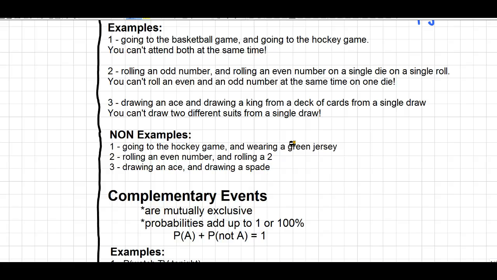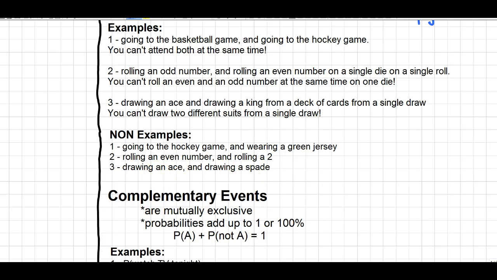Another non-example is rolling an even number and rolling a 2. If you roll a 2, that's automatically going to be an even number. So those two events overlap, which means they're not mutually exclusive. Drawing an ace and drawing a spade. There is one card in the deck that satisfies both of those at the same time. So drawing an ace and drawing a spade are not mutually exclusive.